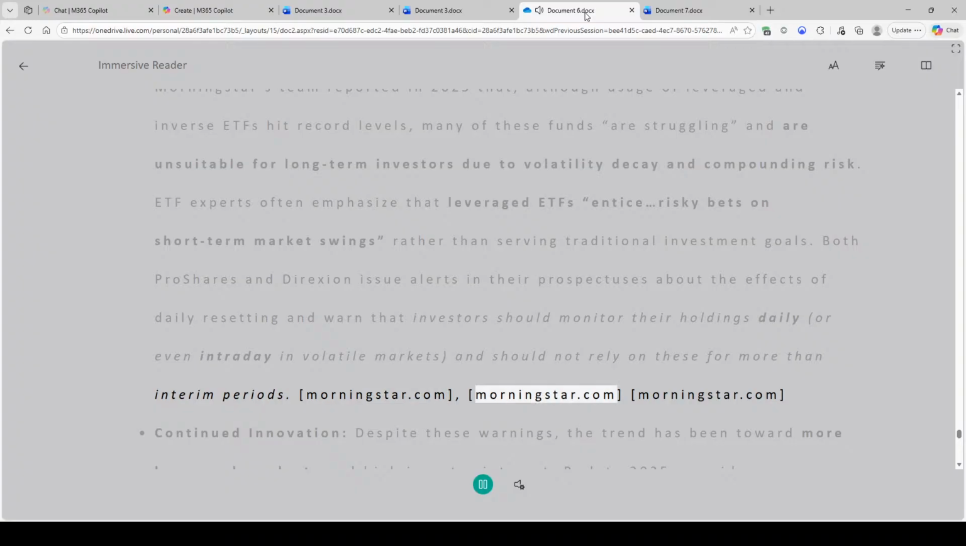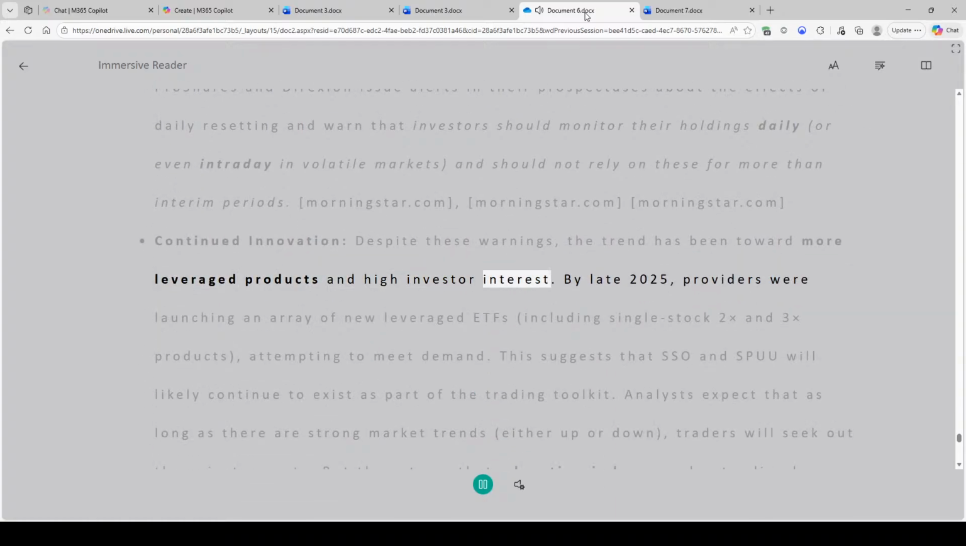Continued innovation. Despite these warnings, the trend has been toward more leveraged products and high investor interest. By late 2025, providers were launching an array of new leveraged ETFs, including single-stock 2x and 3x products, attempting to meet demand. This suggests that SSO and SPUU will likely continue to exist as part of the trading toolkit.